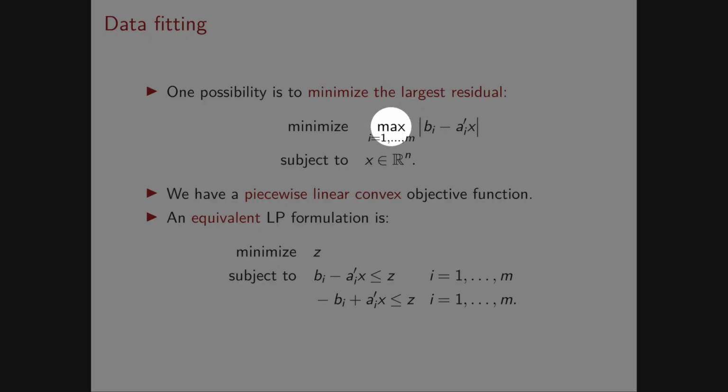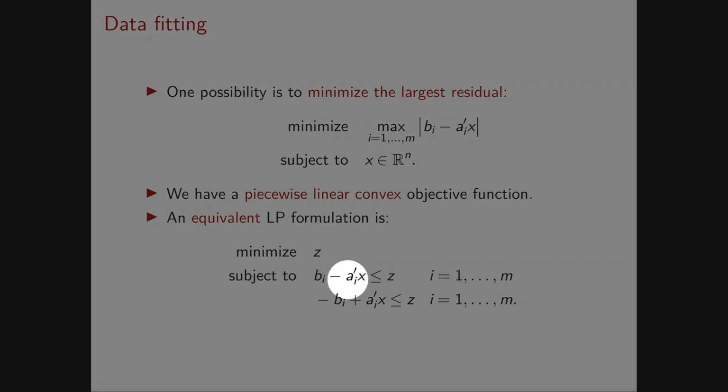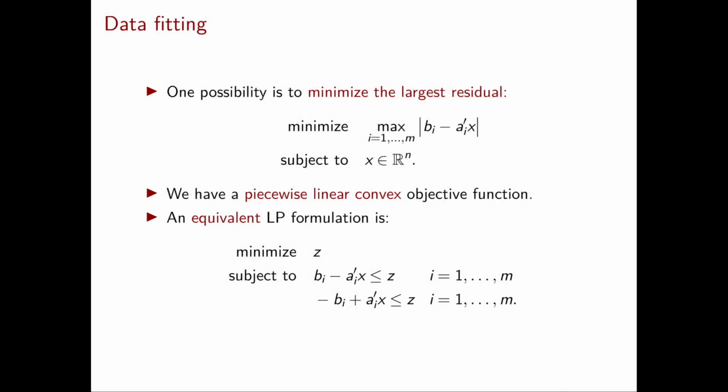We replace the piecewise linear convex function with a z, and then add the 2m inequalities that say that every affine linear function inside the max is less than or equal to z, and here they are. In this way, you can solve your data fitting problem with a linear programming problem.